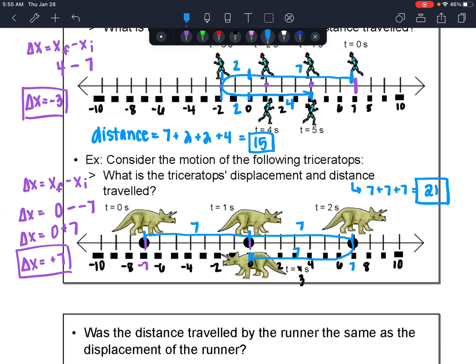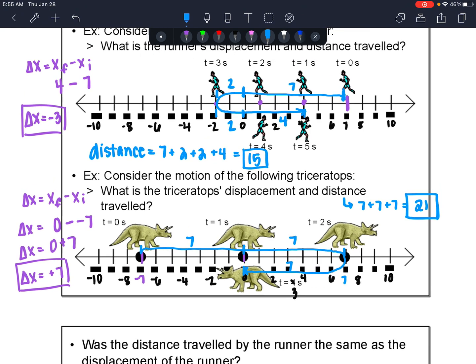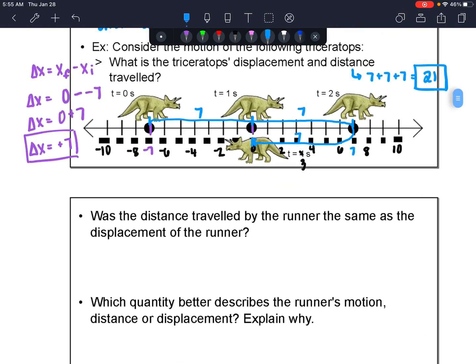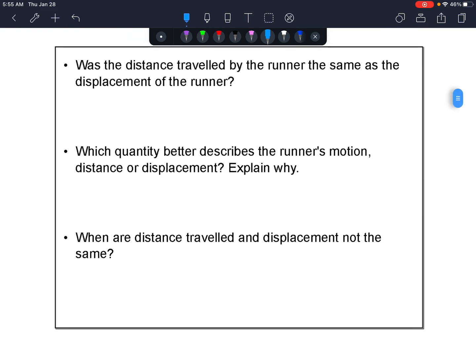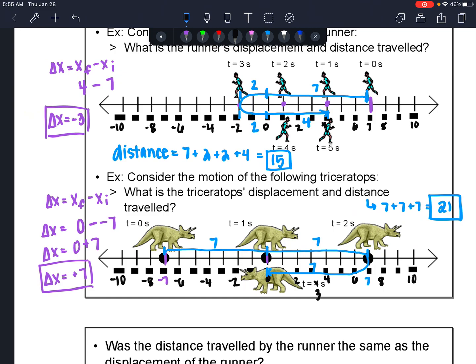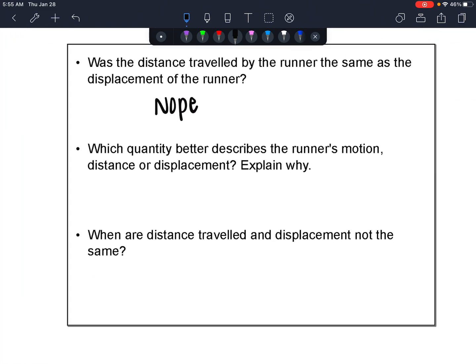So we can see that every time that this object or these objects backtracked, our displacement ended up being significantly different from our distance. So let's move on then to these follow-up questions that may or may not be very similar to before. Was the distance traveled by the runner the same as the displacement? Nope. Not once. Neither time. It was not the same.